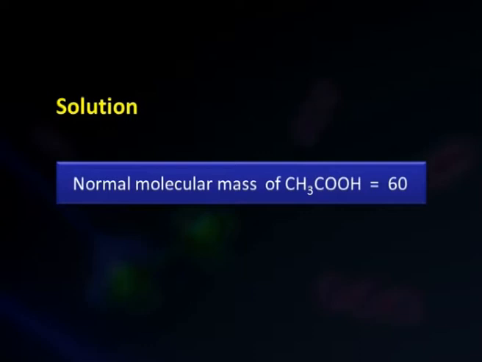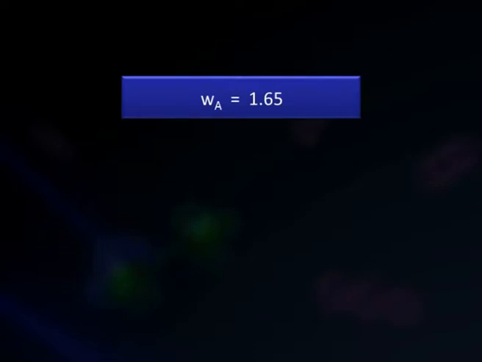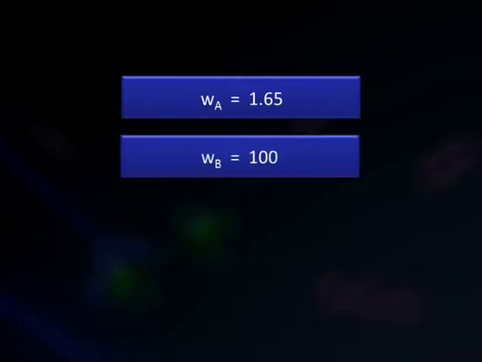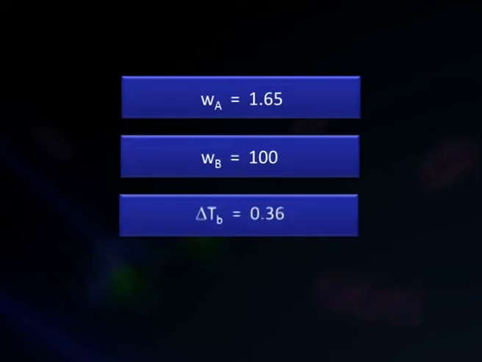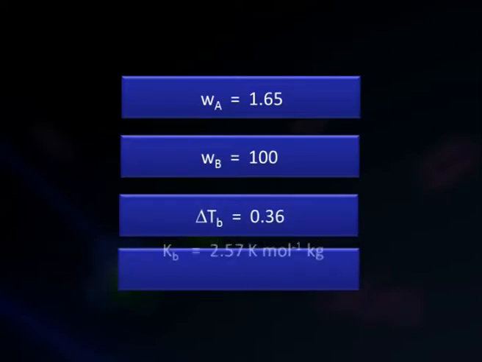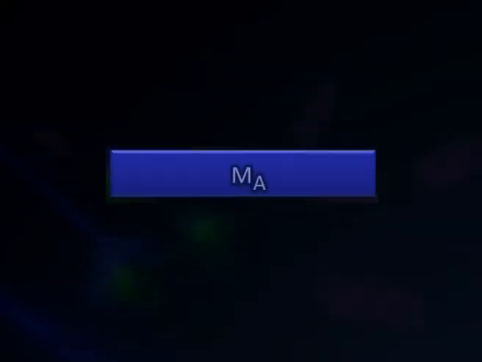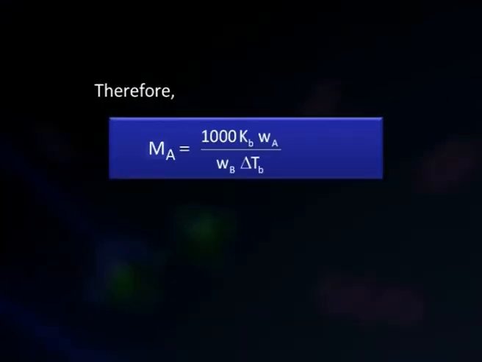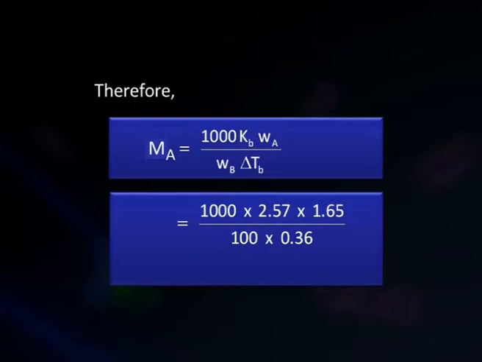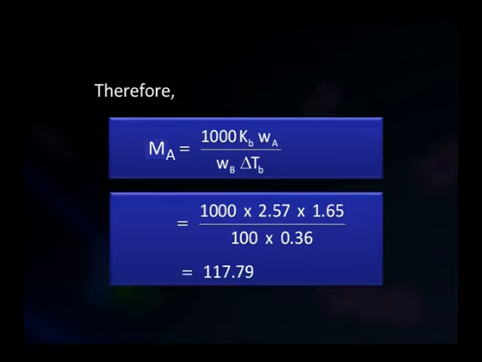As normal molecular mass of acetic acid is 60, therefore, Wa is equal to 1.65, Wb is equal to 100 grams, delta Tb is equal to 0.36 and Kb is equal to 2.57 Kelvin kg per mole. We have to calculate Ma. Now, Ma will be equal to 1000 into Kb Wa upon Wb into delta Tb. Putting all these values, we get Ma equal to 117.79, means it is experimental molecular mass of acetic acid.